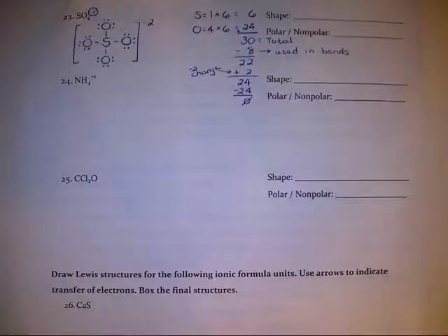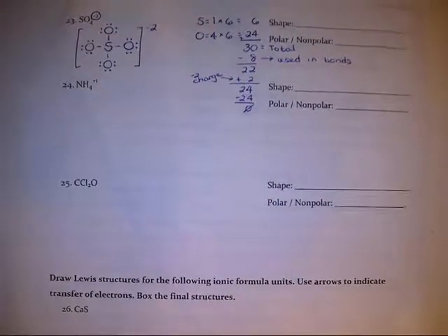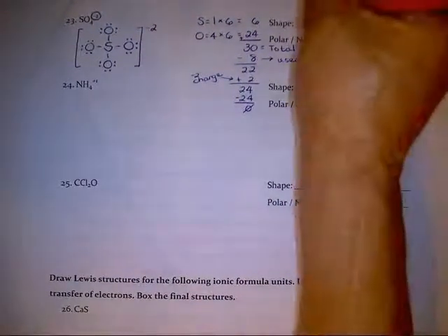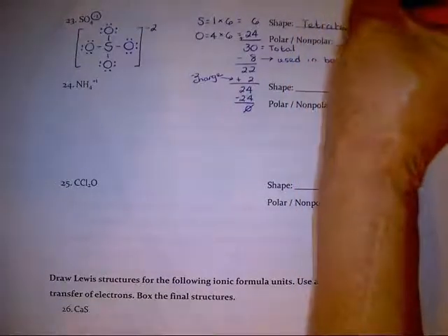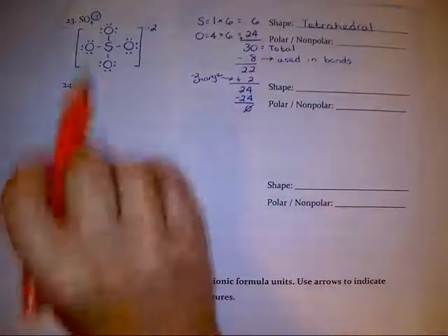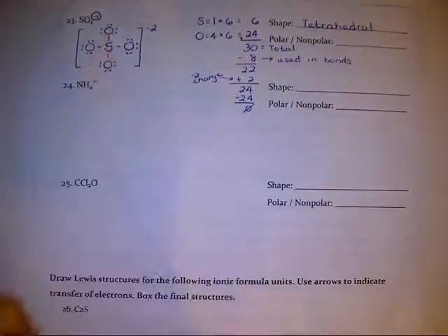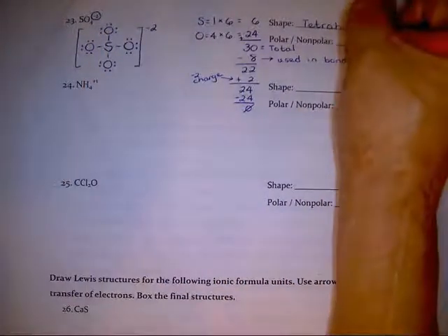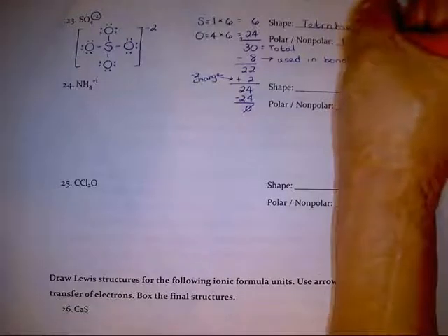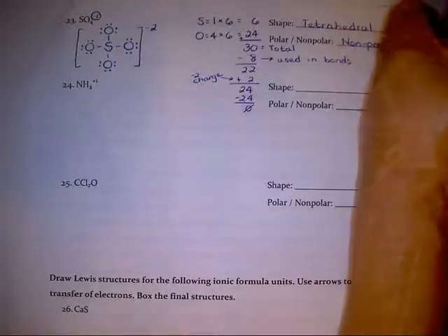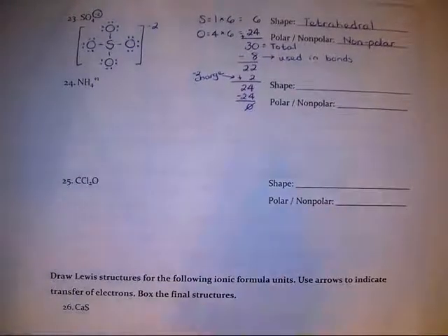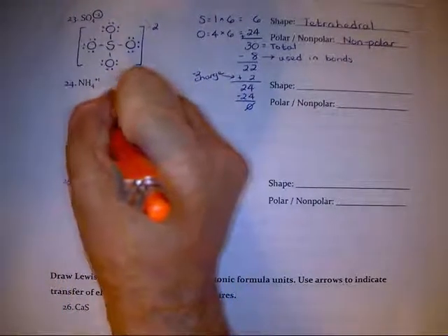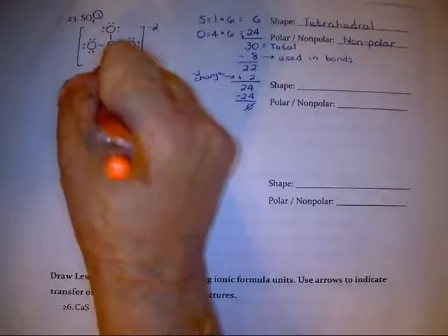but otherwise that's done. Now the shape, since it has 4 arms, this is very easy. 4 arms means tetrahedral. And all the outside atoms are the same, so that means it's a pretty even molecule. It's nonpolar. Alright, so that's it. Number 24, NH4 plus 1. N's going to be in the center with the 4 H's hanging off of it.